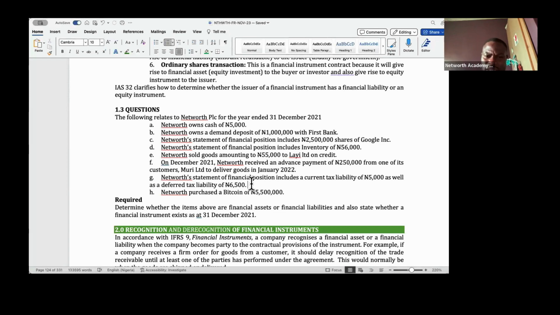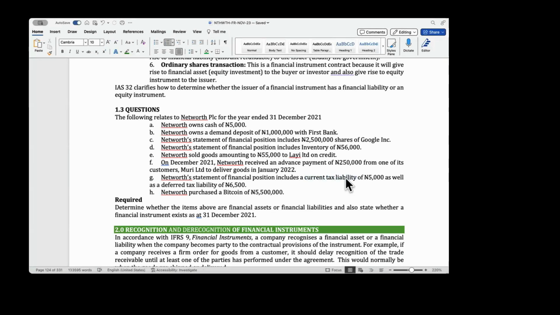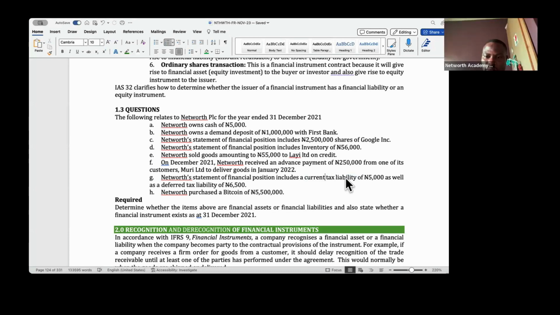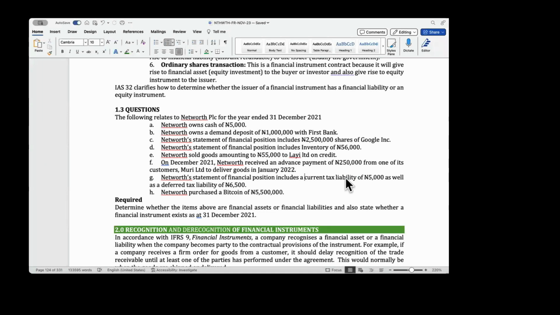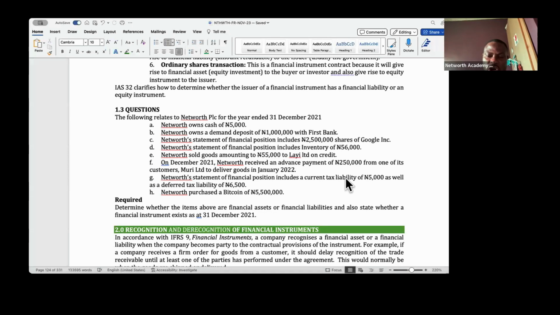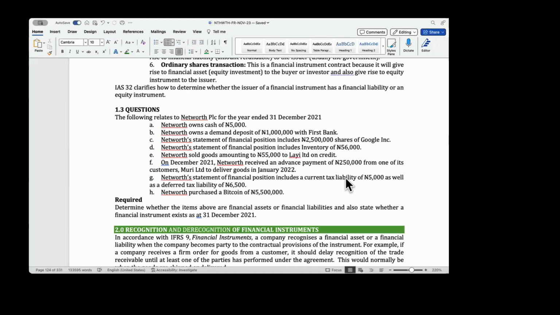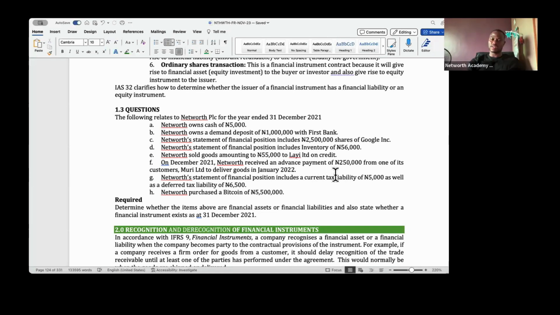Are you saying a current tax liability is not a liability? If I understand, it is a liability. But is it a financial liability? It's not a financial liability because cash is not involved. But when you have current tax, you have an obligation to pay cash. You will pay cash eventually. Yes, at least for current tax.